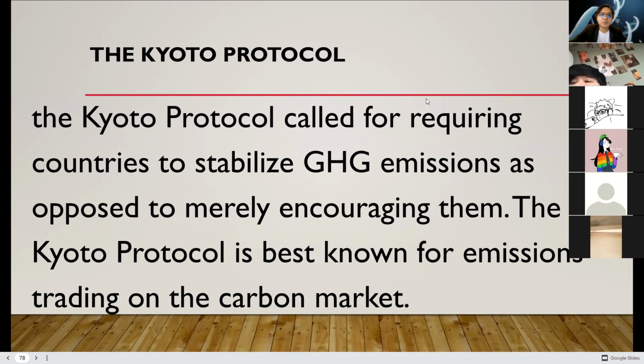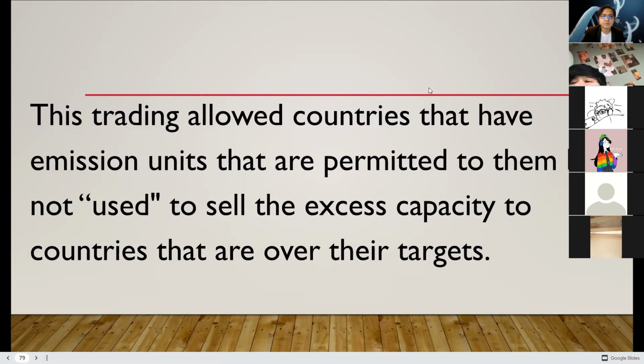Let's move now to the Kyoto Protocol. The Kyoto Protocol calls for requiring countries to stabilize GHG emissions, as opposed to merely encouraging them. It is best known for emission trading on the carbon market. This trading allowed countries that have emission units permitted to them but not used to sell their excess capacity over their targets.